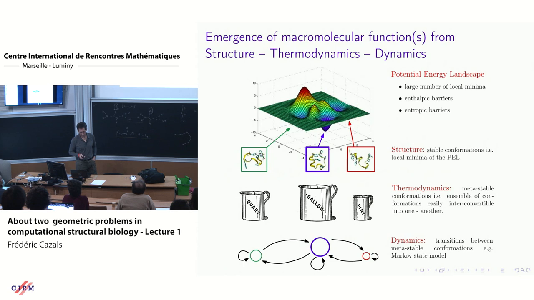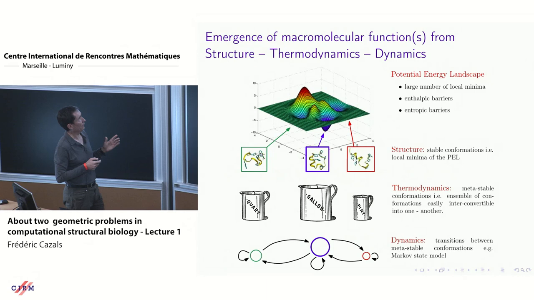So to conclude, when we are talking about molecules, it's safe to distinguish three things: structural properties, thermodynamic properties, and dynamics. So structures, in fact, we are talking about the geometries associated with local minima, associated with the bottom of basins. Okay, just the geometry.